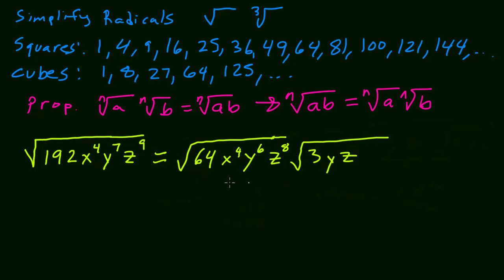Now that I split it up, I can say, okay, what is the square root of this first part? The square root of 64 is 8. And then I'm going to divide the exponents by 2. So 4 divided by 2 is 2, so y squared... x squared. Y to the 6, if I divide the exponent by 2, I get 3. And z to the 8th, I would get 4. And then this part, if I've done it correctly, should never change. I should have the square root of 3yz.